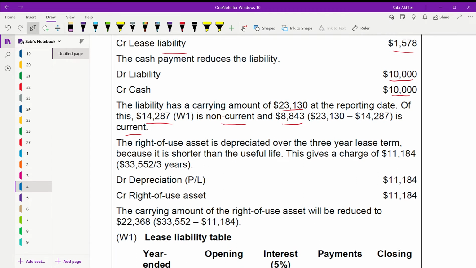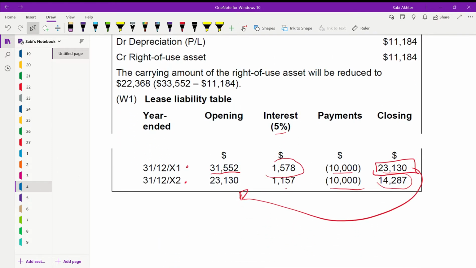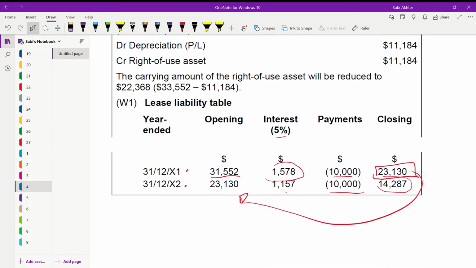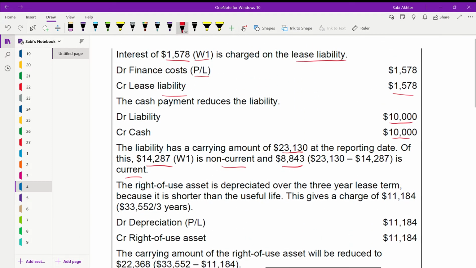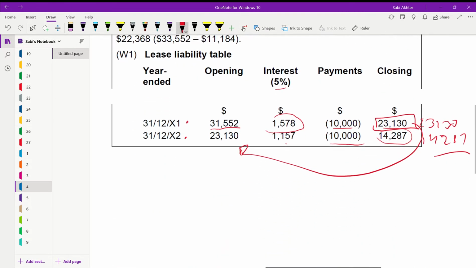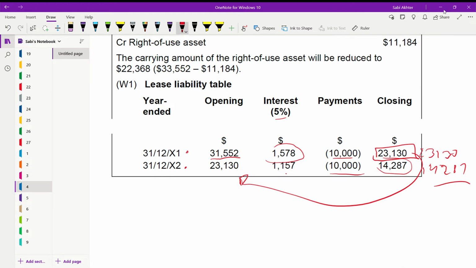Okay. So non-current is the balance between this. Just take the difference between 23,130 minus 14,287. The balance will be non-current. Okay. So this is non-current, this 8843. Okay. And 14,287 is, sorry, this is current and 14,287 is non-current. 14,287 is this one. This is non-current. Okay.